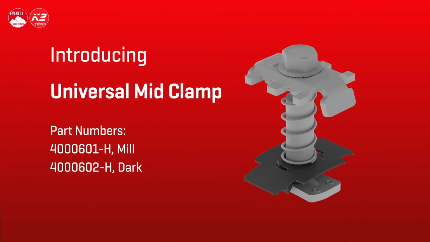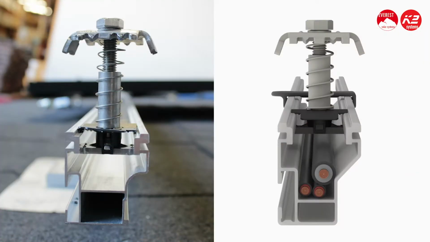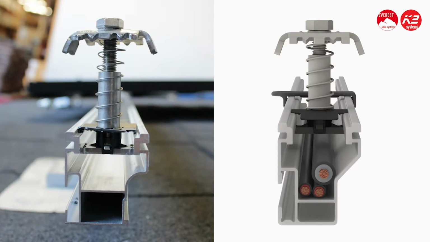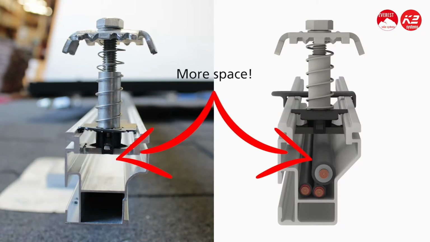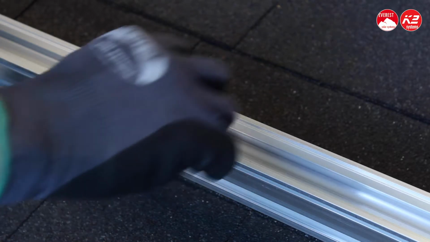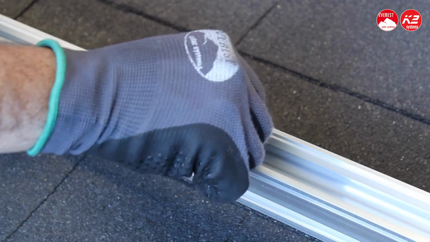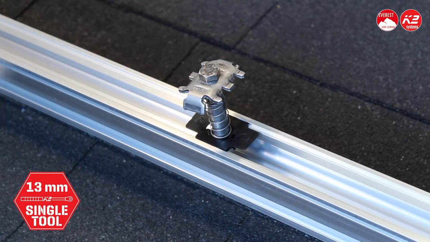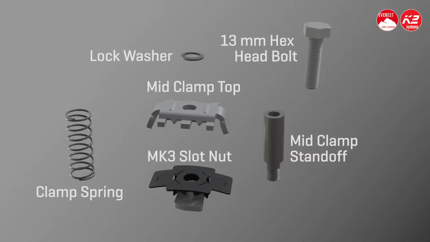Introducing Everest Optimized Universal Mid-Clamp. The mid-clamp design has been enhanced with a cylinder that receives the mid-clamp bolt as it's tightened down, providing more space to safely run wires in the rail channel. The mid-clamp bolt has been updated to a 13mm hex head bolt to go along with our K2 single tool system. So all you need to install a complete Everest racking system is a 13mm socket.